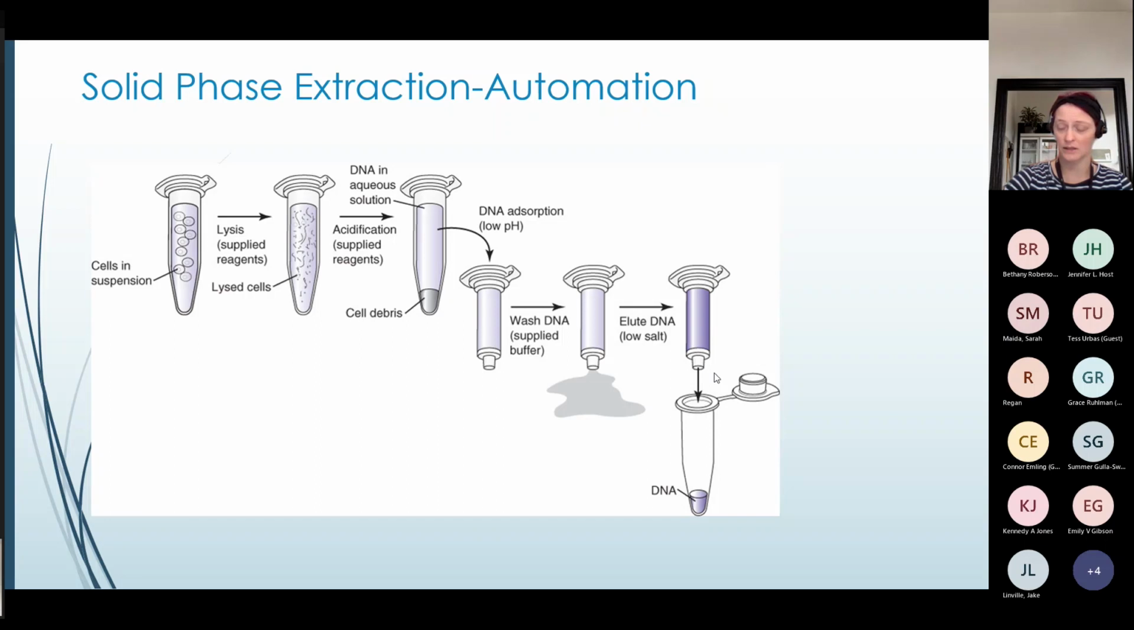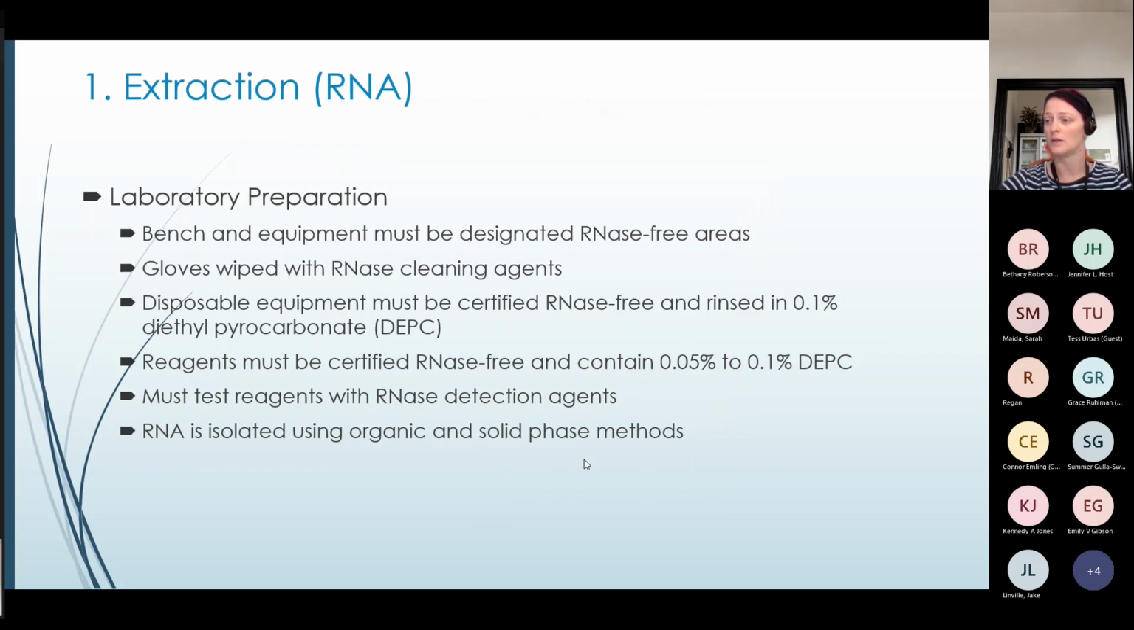Sometimes you do get magnetic glass particles that come out into your elution. You want to spin your final elution tube down, because if you put magnetic glass particles into your PCR amplification, it can inhibit PCR. So you want to ensure that when you're finally getting that DNA, you spin this tube down to get any extra debris down at the bottom.